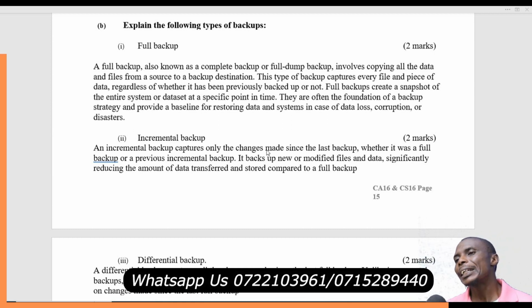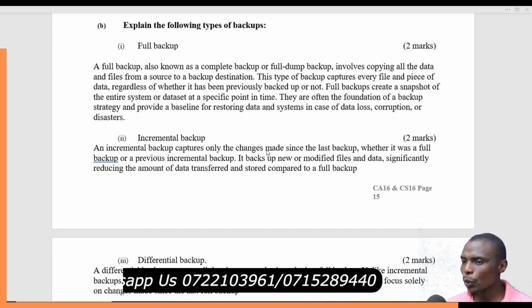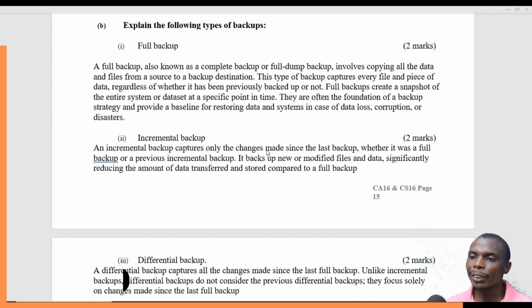We also have what we call incremental backup. Just as the name reads, an incremental backup captures only the changes made since the last backup. In this case, data backup is made maybe at a specified sequence of time. It could be after 2 months, after 3 months. So this incremental backup will only capture the changes that are made since the last. It will not do the complete backup from the beginning. Whether it was a full backup or a previous incremental backup, this backup will only pick from the last backup.